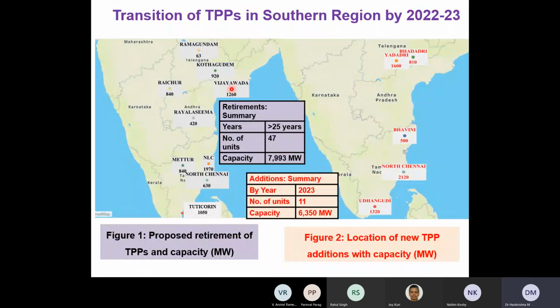This diagram shows the various thermal power plants proposed for retirement in the southern region. The southern region consists of 5 states: Tamil Nadu, Telangana, Karnataka, Kerala, and Andhra Pradesh. It is found that around 8 gigawatt or 7,900 megawatt, which is 47 thermal power plants or units, were likely to be retired with the proposed method. Whereas similarly, around 6.3 gigawatt of thermal power plants which are under construction are likely to be commissioned by 2023.